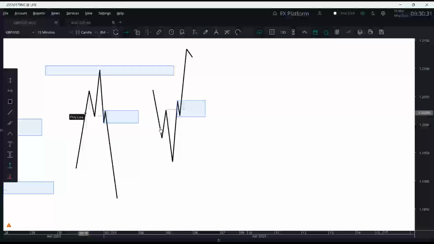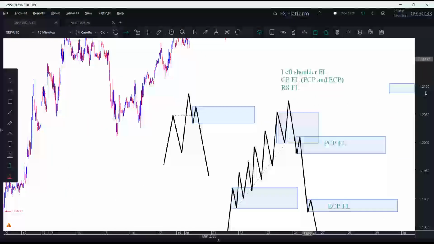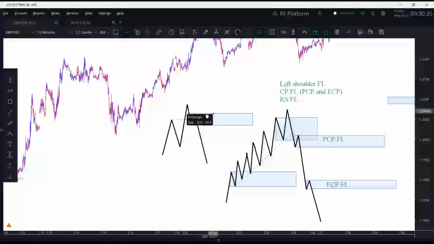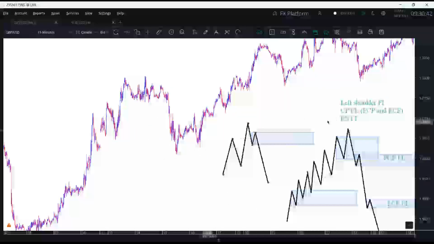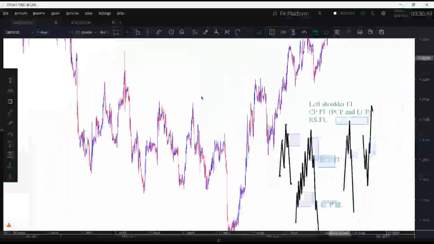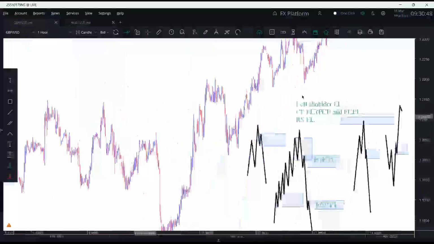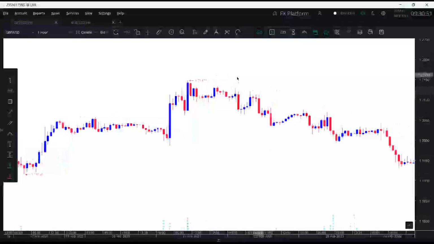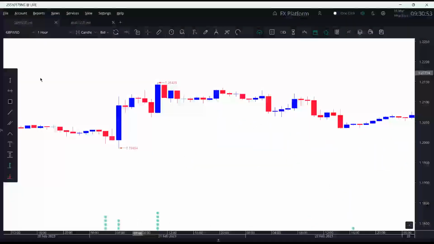Well, let's have some examples on the chart, and then we have some questions and answers right here. Well, let's move to the 1 hour time frame. See what happened here. Well, we start from here.